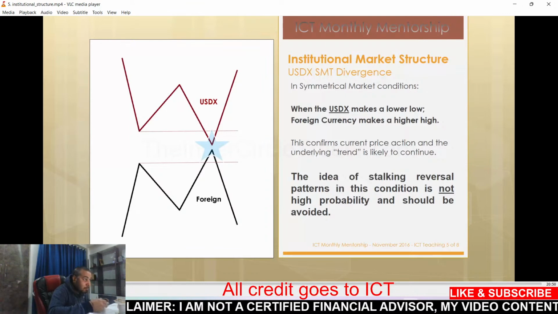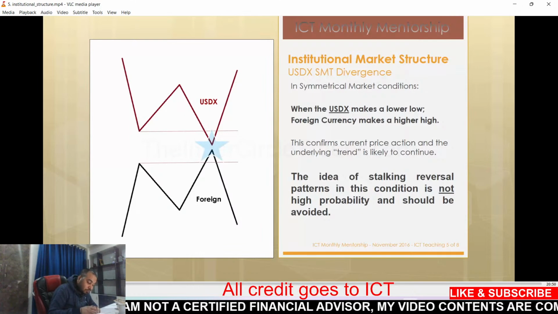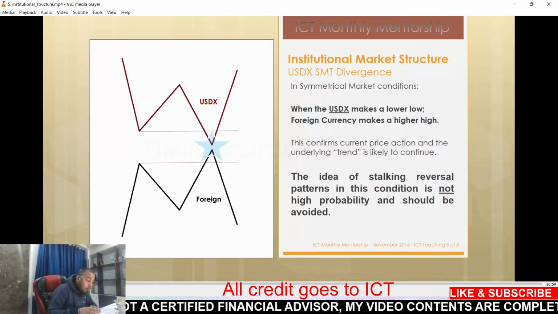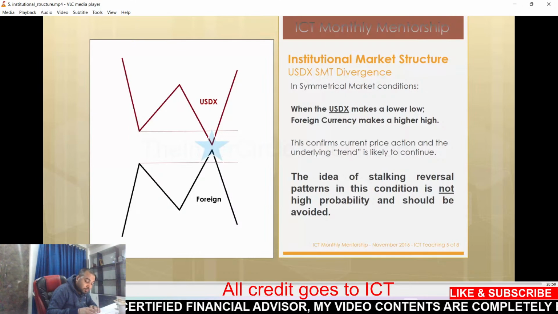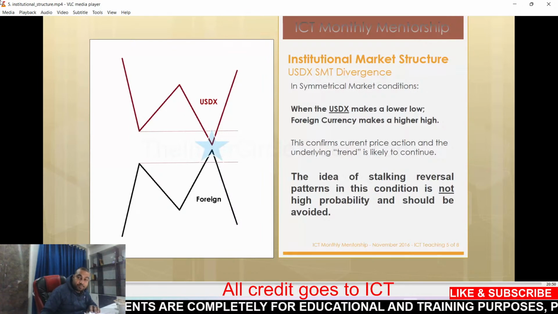Now, the idea of stalking a reversal pattern in this condition is not highly probable. In fact, we want to avoid it altogether. The reason why is, for instance, let's take a look at the dollar index example here with the red line. We're going to look at the likelihood of that old low being violated, as we see here. If we see that old low violated, and we see a higher high in foreign currency, that confirms the down move in the dollar index.